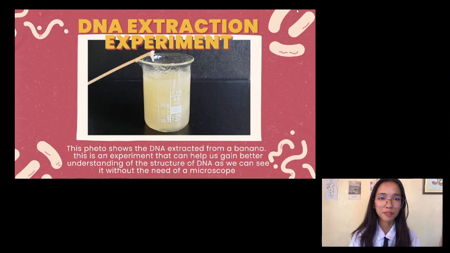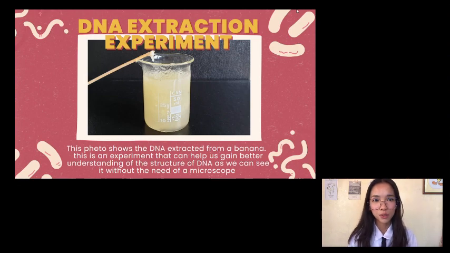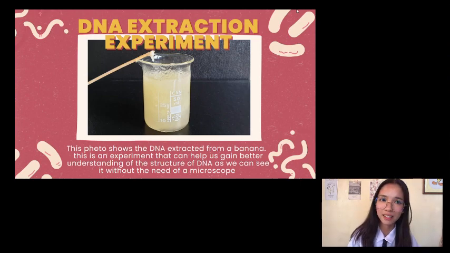For you to have a deeper understanding about the structure of DNA, we provided a sample experiment. The photo shown is the DNA extracted from a banana. Usually, we think that in order to see DNA, we need to use a microscope. But with this experiment, you can clearly see the DNA strands of the banana with your naked eye. This experiment is done by mixing smashed bananas with dishwashing liquid, rubbing alcohol, and table salt.